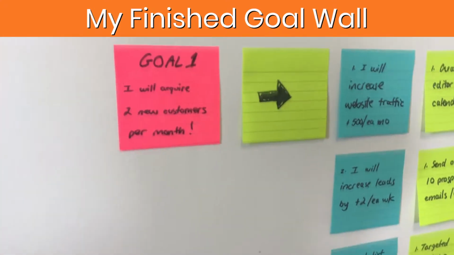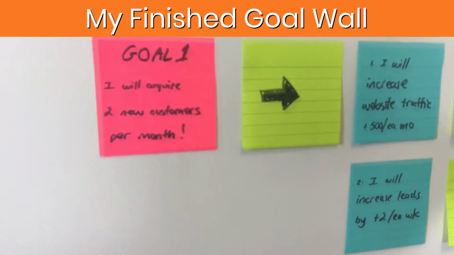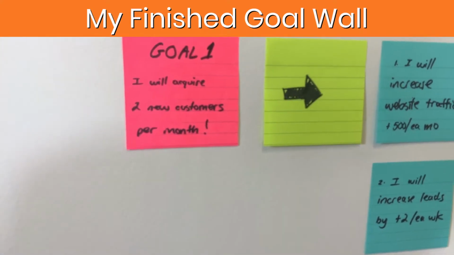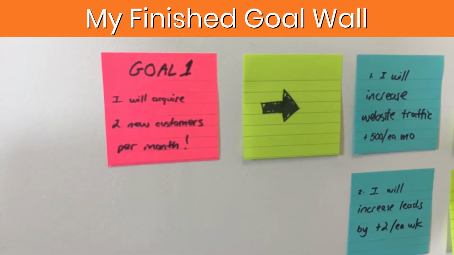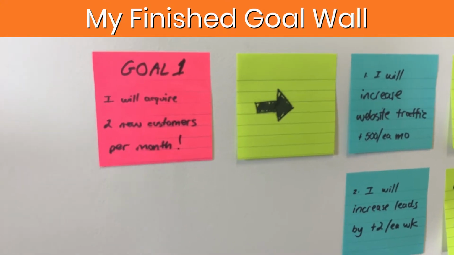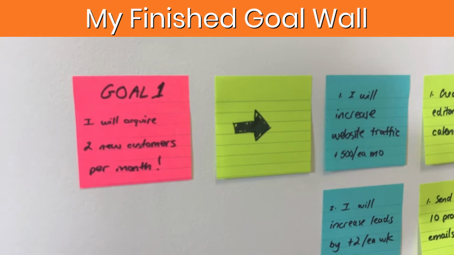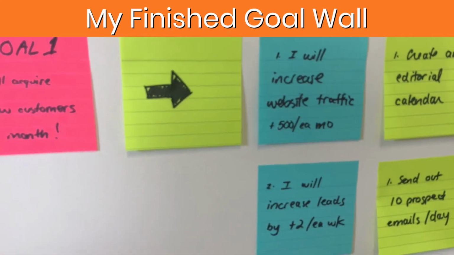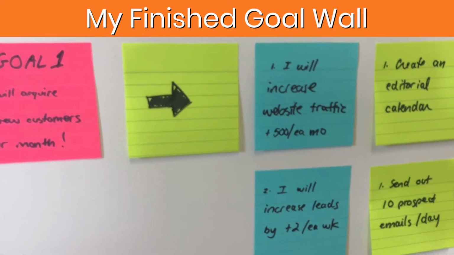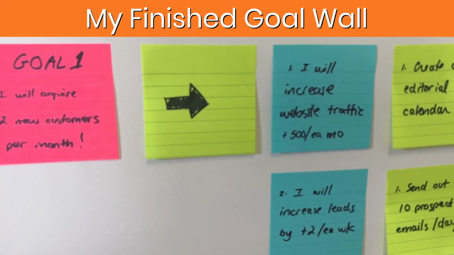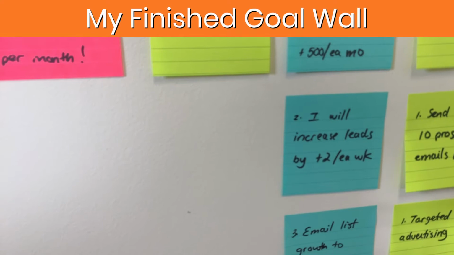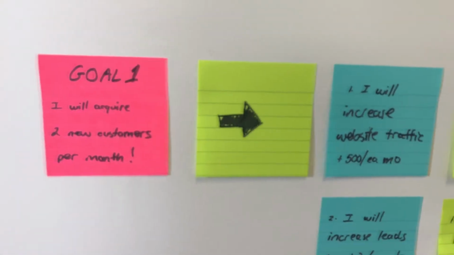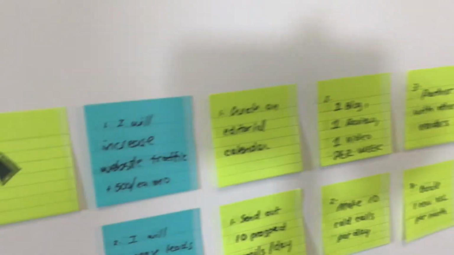Okay, so basically now what I have is my goals, and I have my first goal done here. So what I'm looking at here is I will acquire 2 new customers per month. That's my initial goal, and this is for a 3-month goal. And how I'll get there is these 3 mini goals. The first thing is I'm going to look at increasing web traffic, increasing leads, and increasing my email list. So each of these mini goals has its own 3 goals.